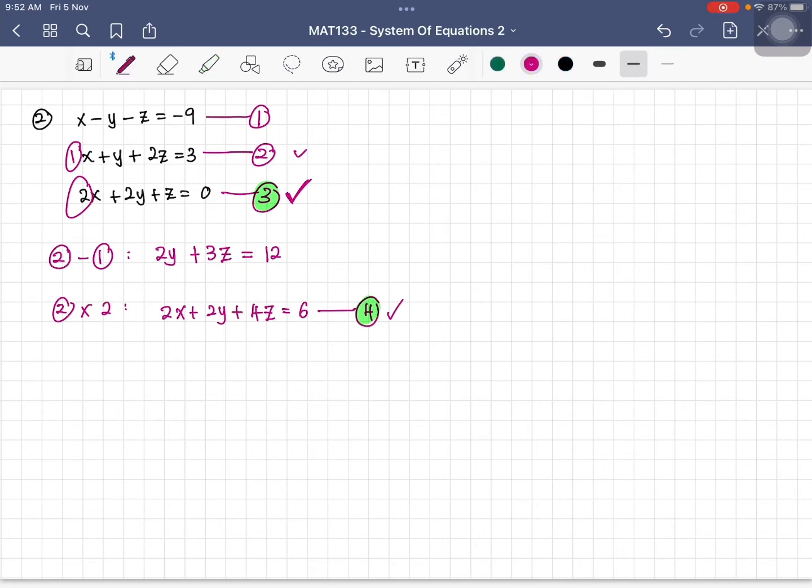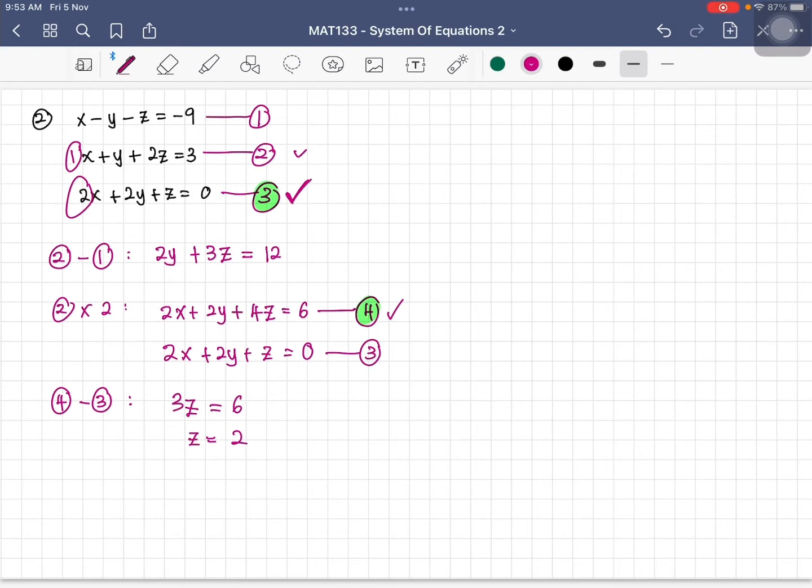If you're not clear, then let me just write equation 3: 2x plus 2y plus z equal to 0. So what can we do to eliminate x from equation number 4 and 3? We can subtract 3 from equation number 4. So 4 minus 3: 2y minus 2y is 0 also, and then 4z minus z gives us 3z, equal to 6 minus 0, which is 6. Z is actually equal to 2.